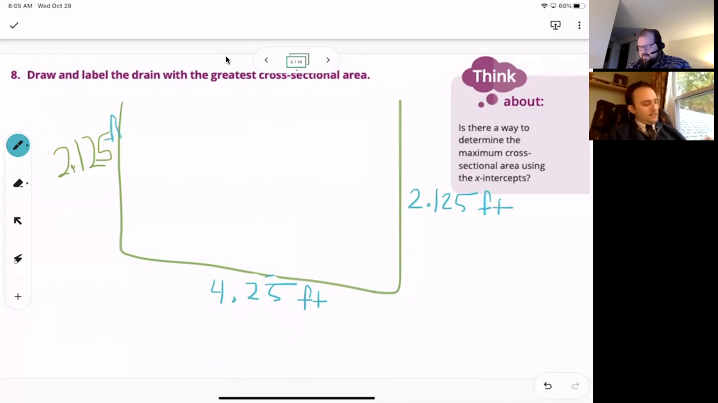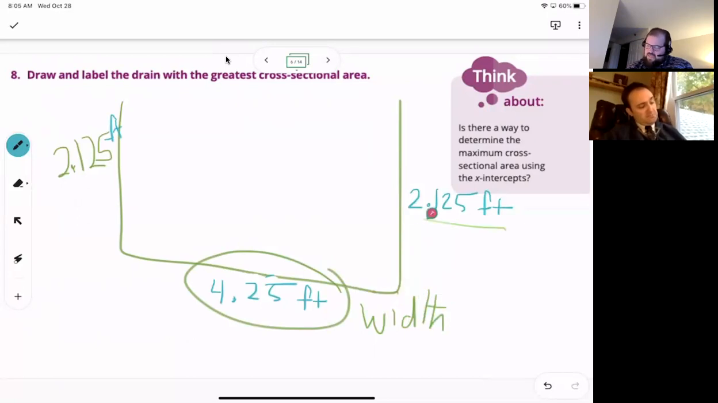And maybe say, this is the width. And this is the height. That could make sense. And then I'm looking at that. Think about, is there a way to determine the maximum cross-sectional area using the x-intercepts? That's kind of what we did. Yeah, it's definitely what we did. So we used the x-intercepts to then find where the vertex was and went from there.